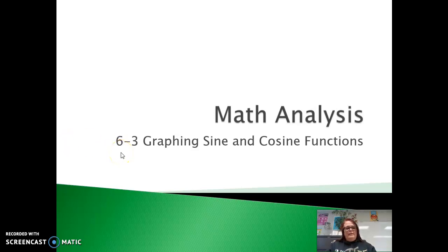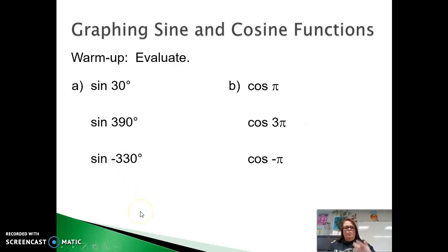And so then what we need to know before we start is what happens when I do these things on my number line. And so you'll notice we want to figure out what is the sine of 30, the sine of 390, and the sine of negative 330. So go ahead and pause the video and take a moment to answer those questions.